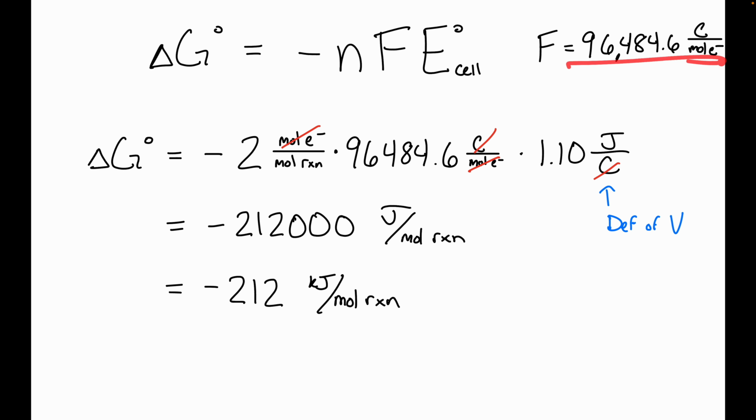So when we use our real Faraday's constant, we see that we get our negative 212 kilojoules per mole.